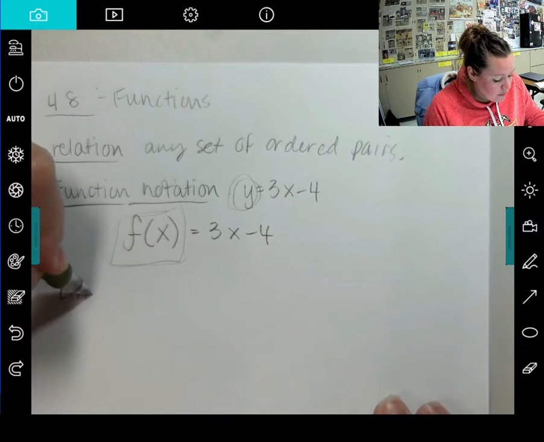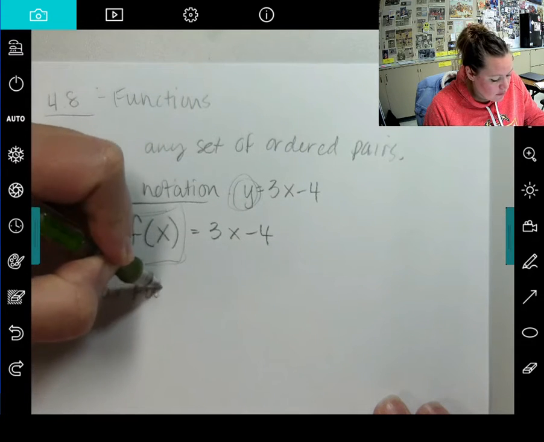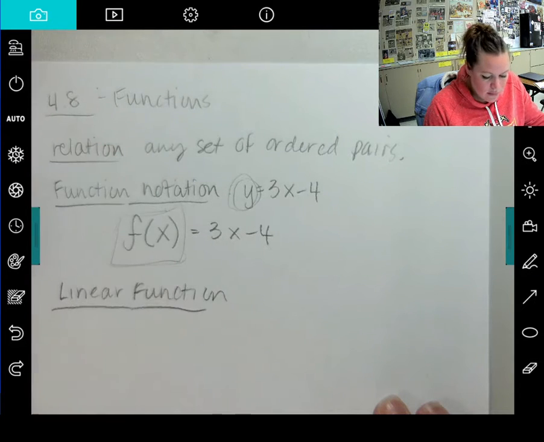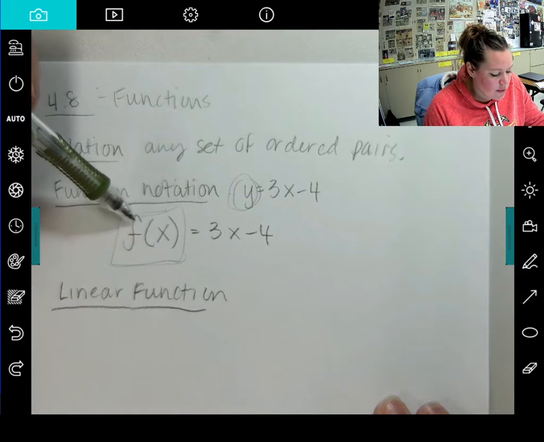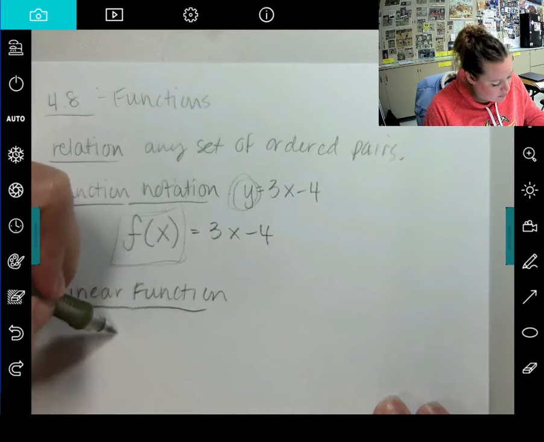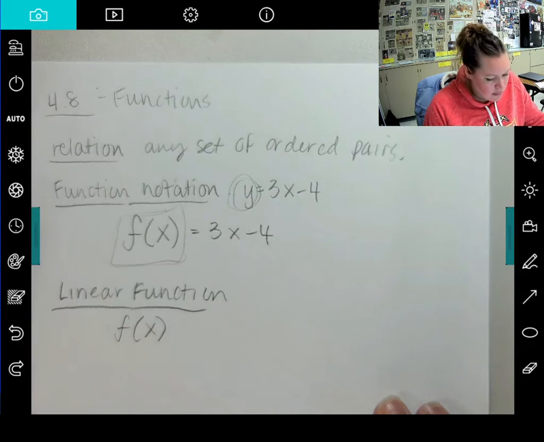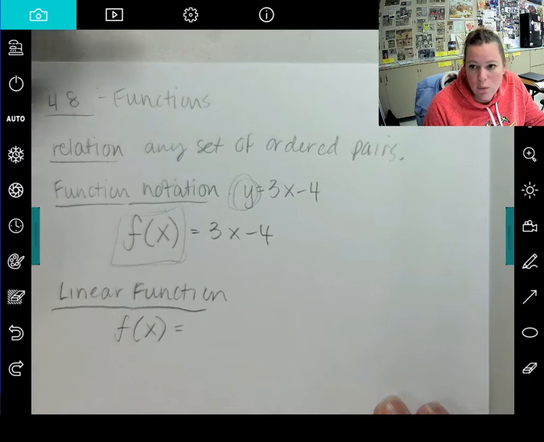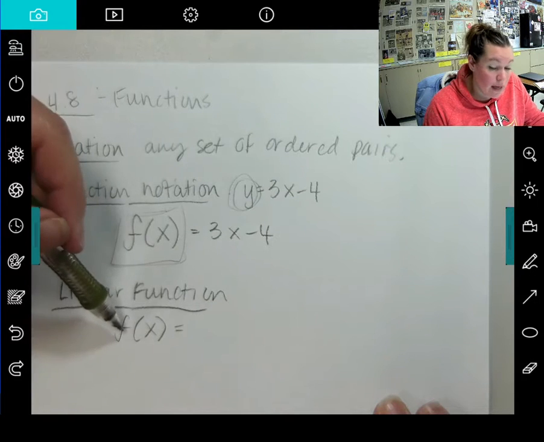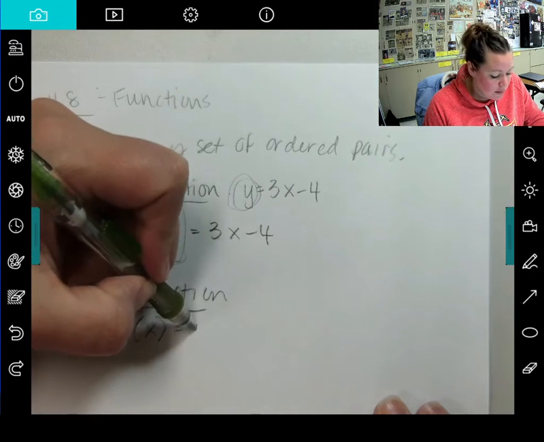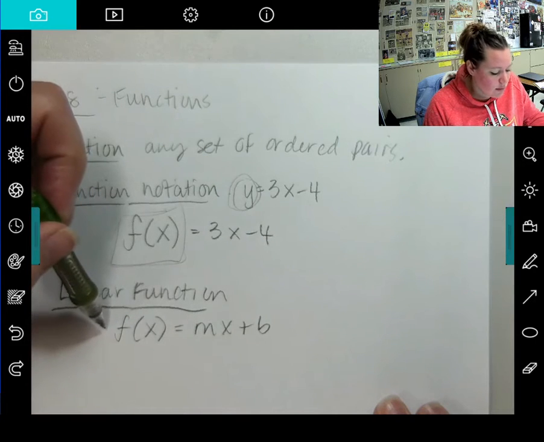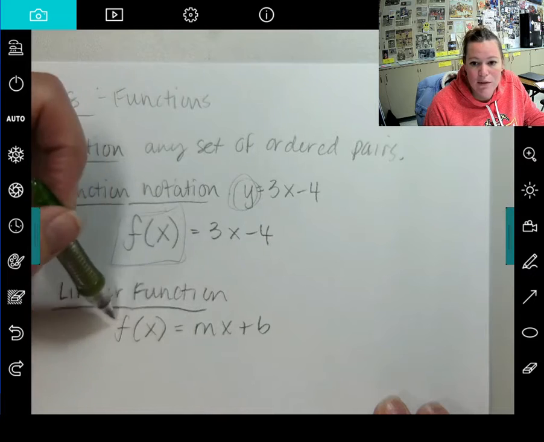We have a linear function. A linear function would say that we have this f of x, just like we have linear equations, y equals mx plus b. A linear function would be f of x equals mx plus b. They're still really similar, it's just got a different notation in the front.